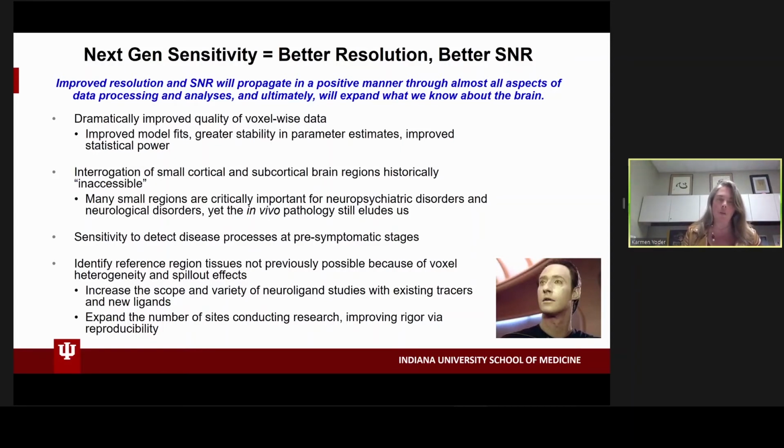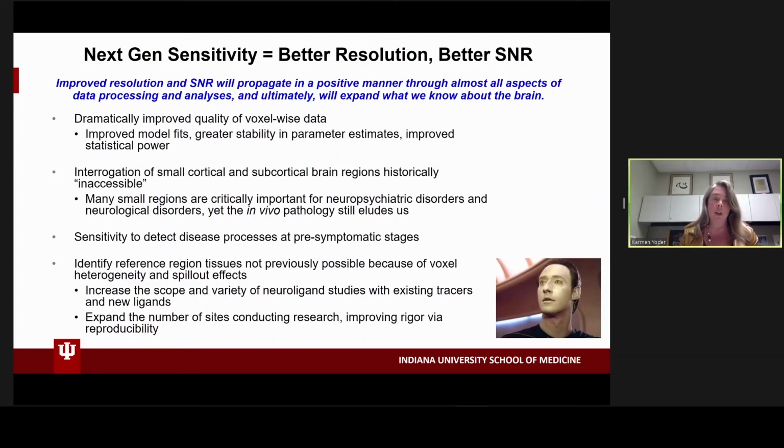We're also going to be able to more accurately assess very thin cortical regions and very small subcortical nuclei, which typically we don't have a lot of faith in some of the data that we get with that. So this is really important for both neuropsychiatric disorders and neurodegenerative disorders because some of these small structures are really critical in the pathology, but we haven't always been able to access what the pathology is. And with the right tracers, we're going to have improved sensitivity to detect disease processes as they emerge and not wait till it's too late and the pathology has already done the damage. And this is going to be really important for neurodegenerative diseases in particular.